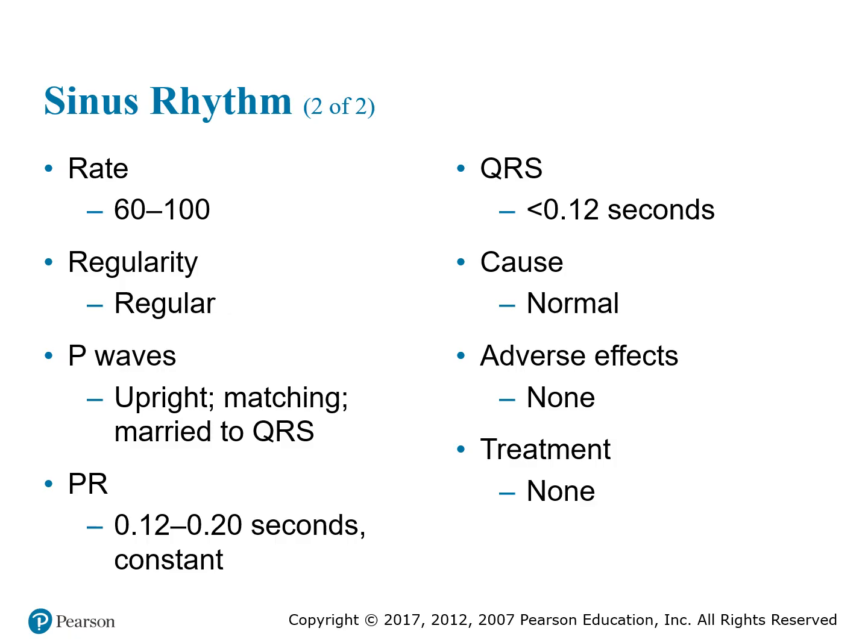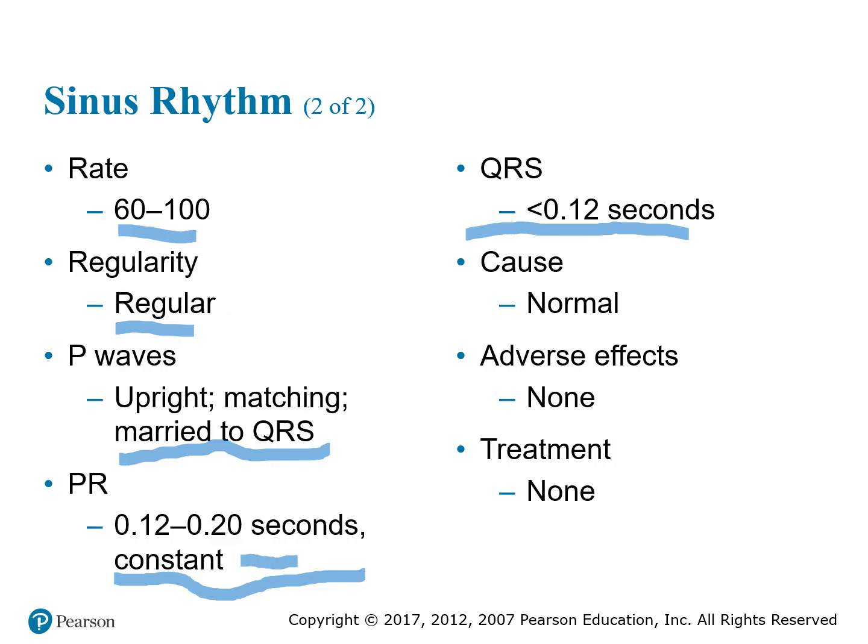For a sinus rhythm, 60 to 100, it's got to be regular. The P waves got to be upright. They got to be matching, and they got to be married to a QRS. The P to R intervals should be 0.12 to 0.20 and consistent. Stress the word consistent here. The distance needs to be consistently the same distance on every PR interval. QRS less than 0.12.